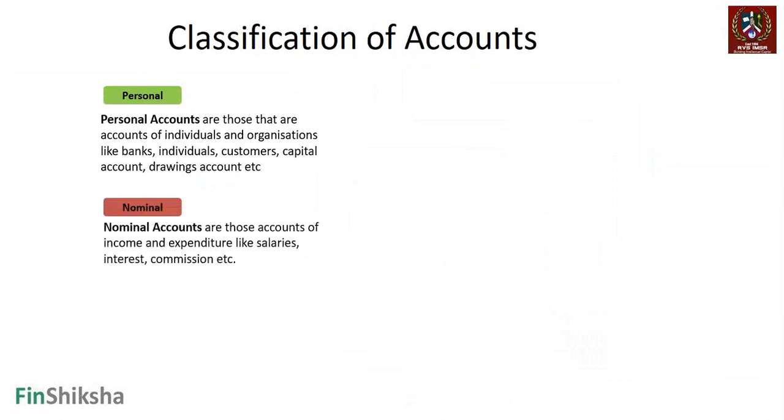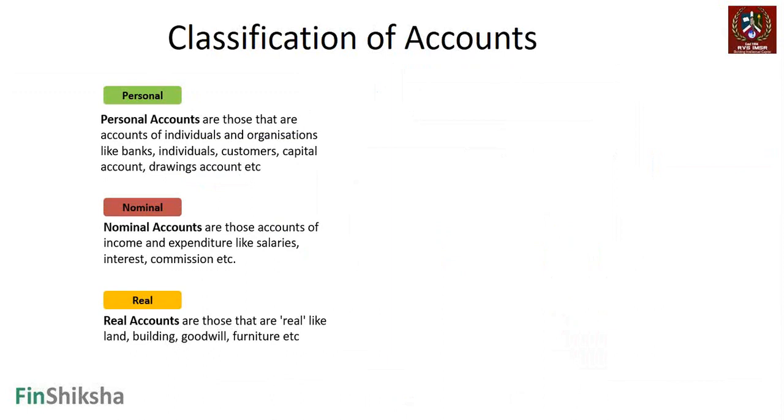Then there are nominal accounts. These are accounts of incomes and expenditures, so salaries, interest, commissions, etc. All these become nominal accounts, right? Finally, we have real accounts. Real accounts are those for real assets like land, building, goodwill, furniture. Any assets that you have are called real accounts, right?